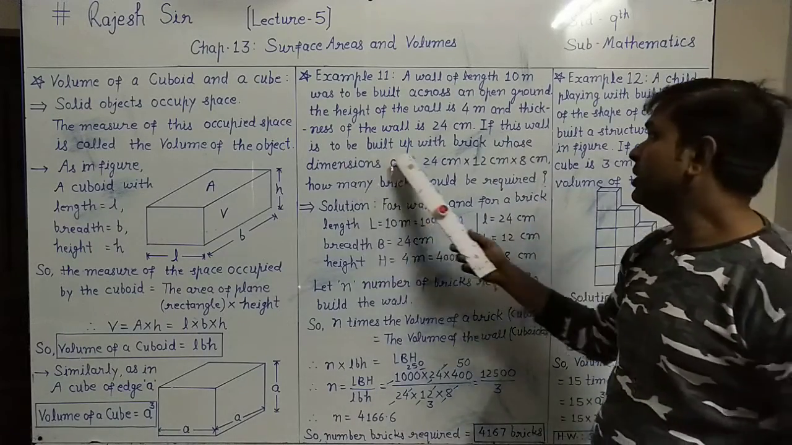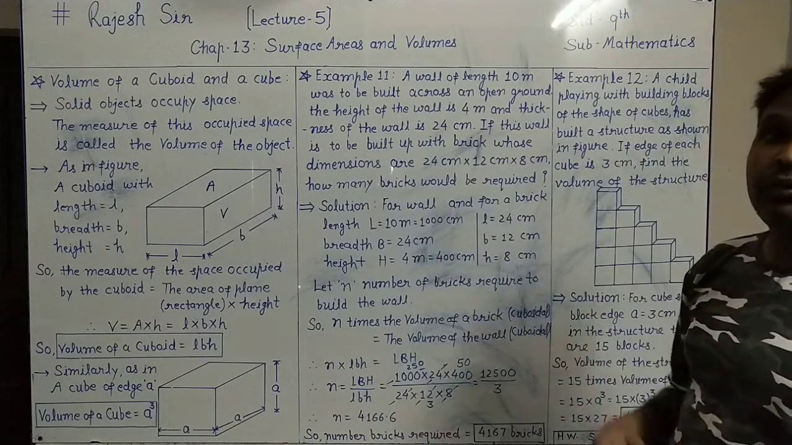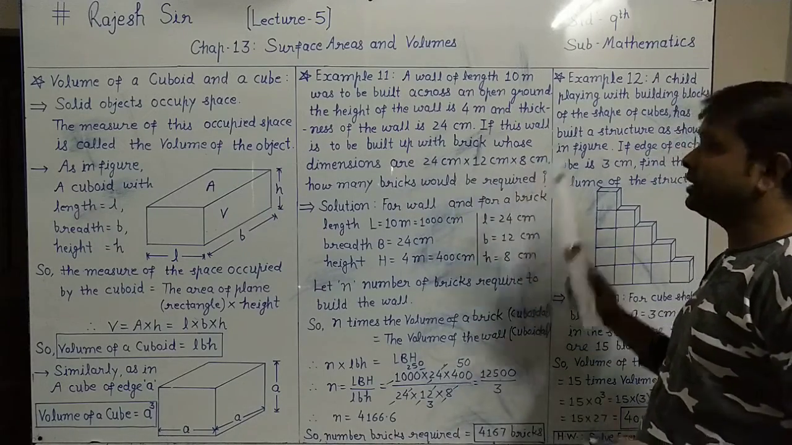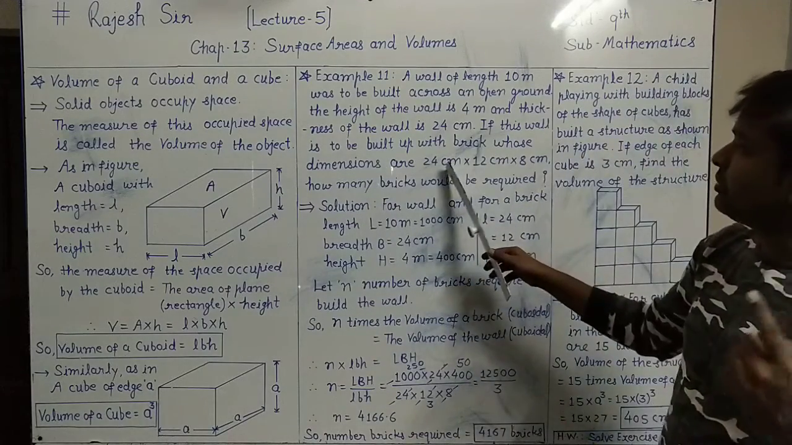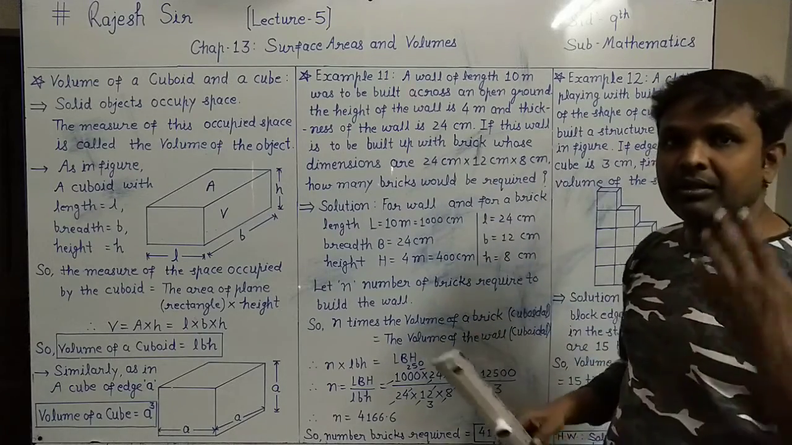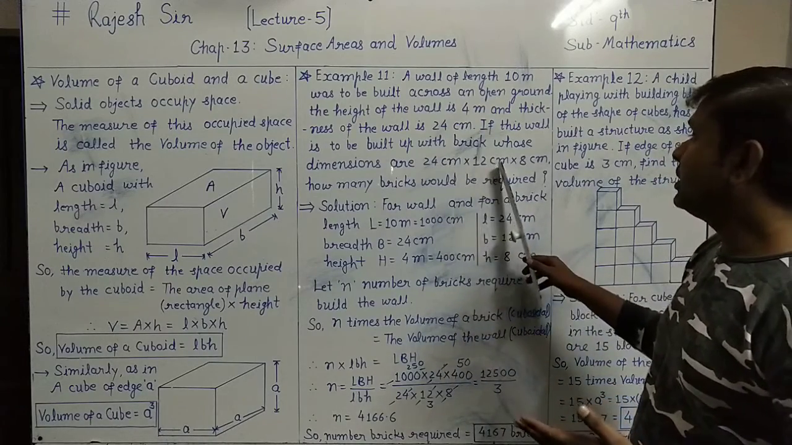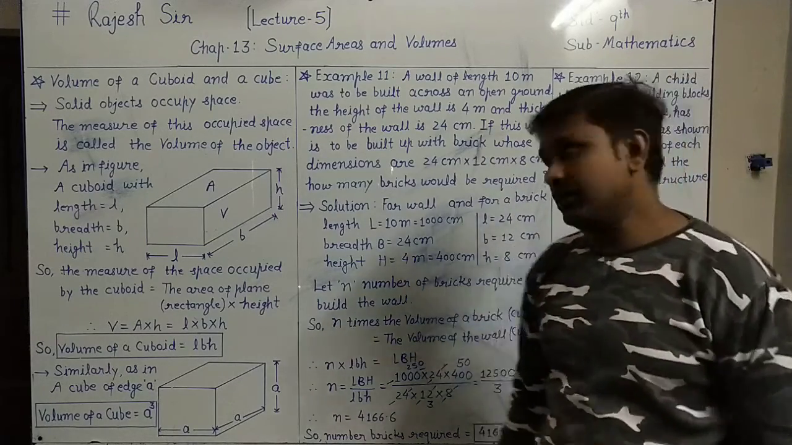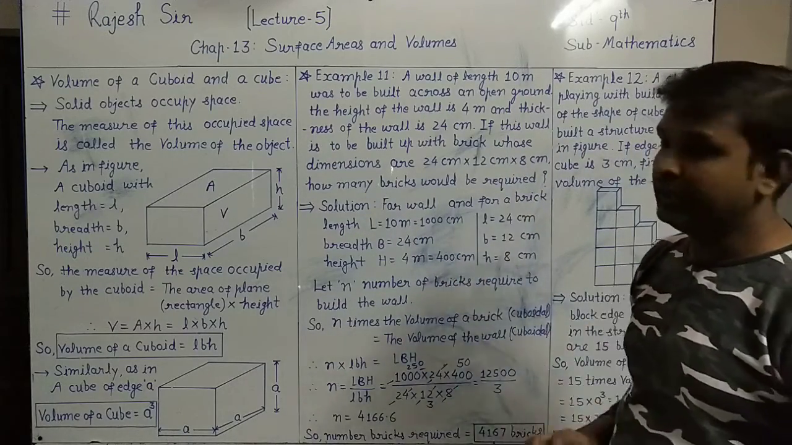If this wall is to be built up with bricks whose dimensions are 24 centimeter into 12 centimeter into 8 centimeter. Whenever the dimensions are given this way, we consider the first as length, second as breadth, and third as height. So the brick's length is 24 centimeter, breadth is 12 centimeter, and height is 8 centimeter. How many bricks would be required to build this wall?